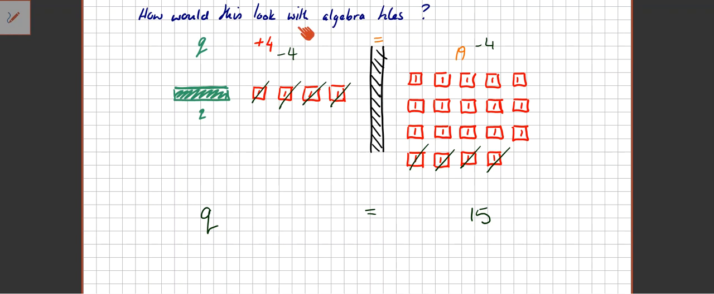Now, just to finish us up, 2x plus, well, actually, now I'm going to change that. I'm going to say it's 3x plus 5 equals 18.